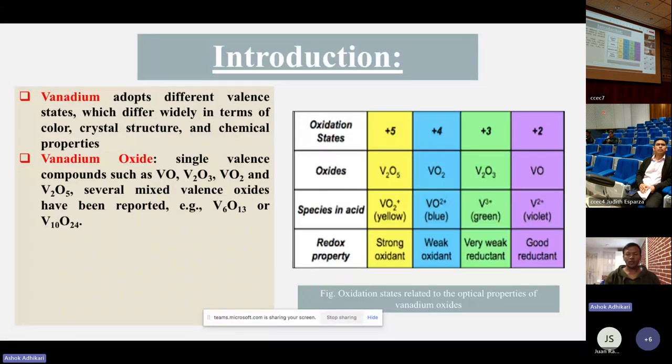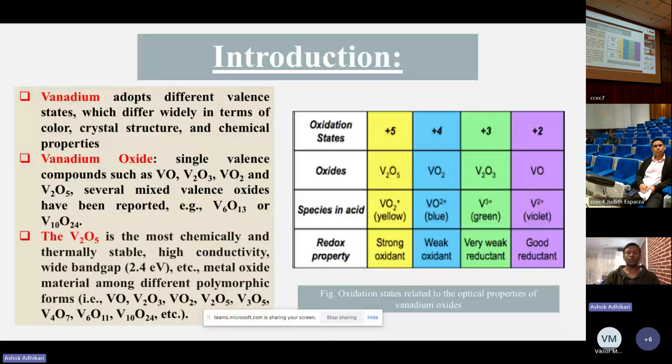In these sections, what we are going to include is vanadium oxide. Introduction about vanadium: vanadium adopts different oxidation states, which differ in color, crystal structure, and chemistry, as we can see from the figures on the right side, with different oxidation states and different compounds. In vanadium oxide, we can find single valence compounds such as VO, V2O3, VO2, V2O5, and also mixed compounds between them, like V6O13 and V10O24. Among them, what we are going to discuss is V2O5.